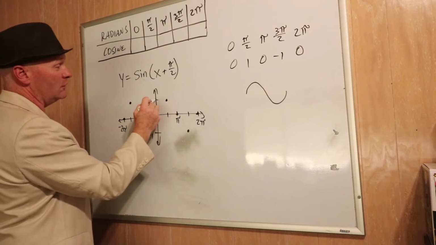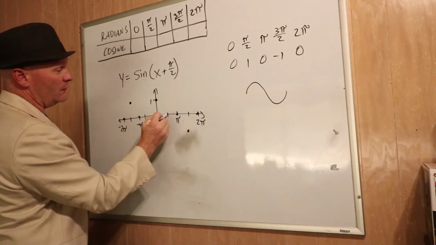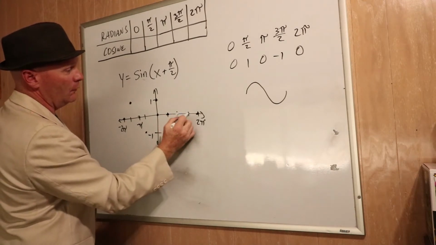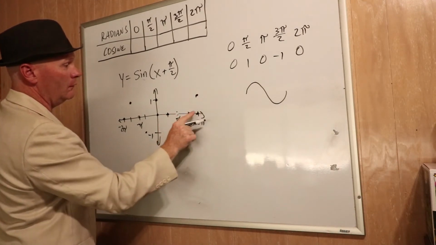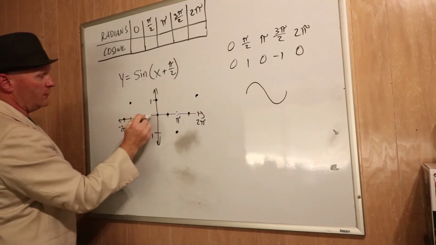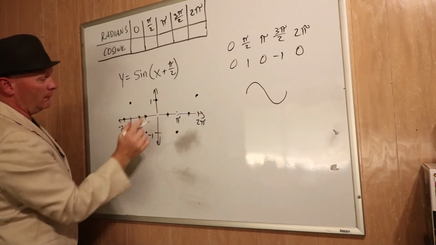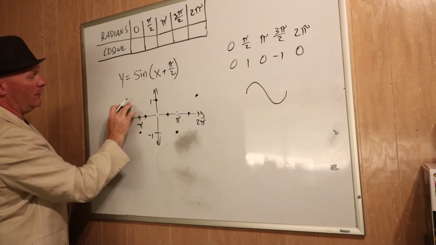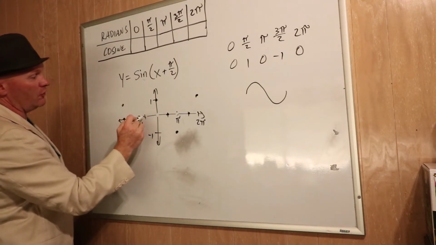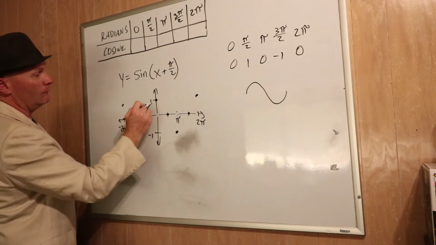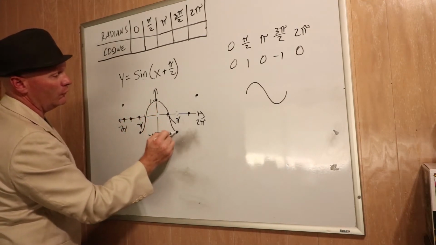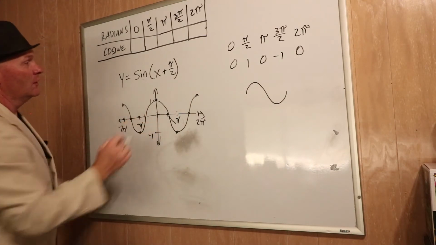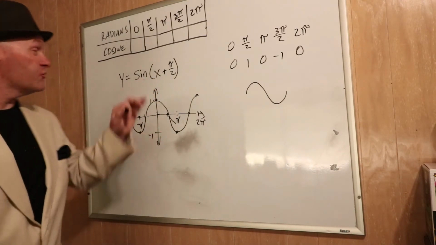So this point moves there. This one moves there. Right there. Right there. That one moves over to here. That one moves there, there, there. So here is our graph. There we go. That is sine of x plus pi over 2.